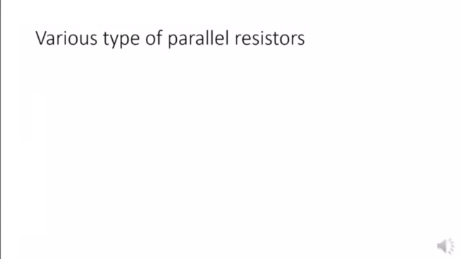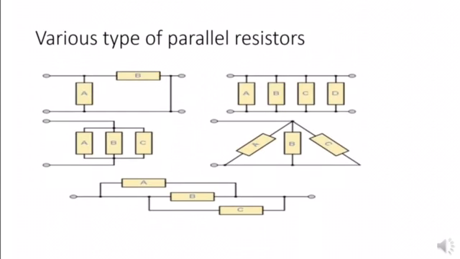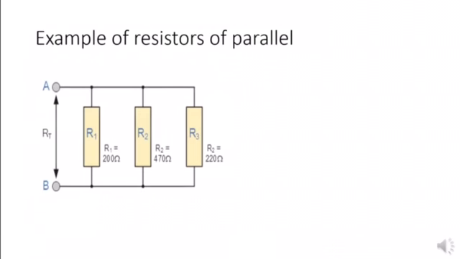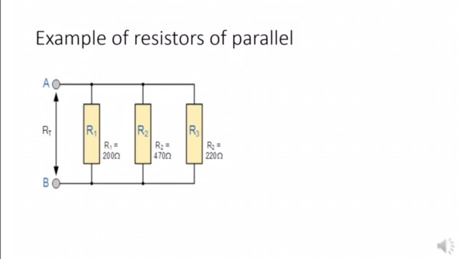There are various types of parallel resistors, and this pie diagram shows the types of parallel resistors. Here is also an example of resistors in parallel, and this is the diagram of the example.